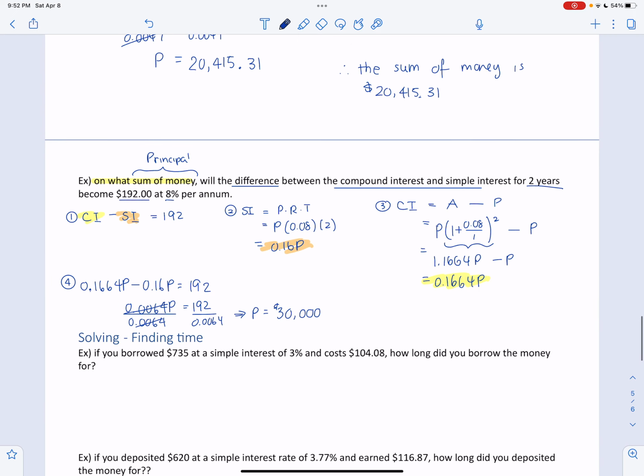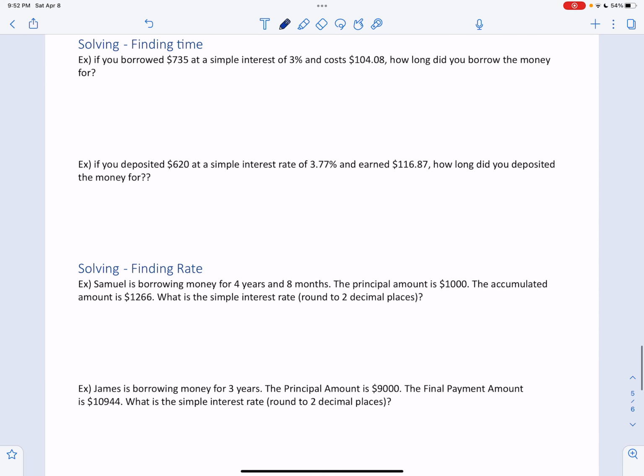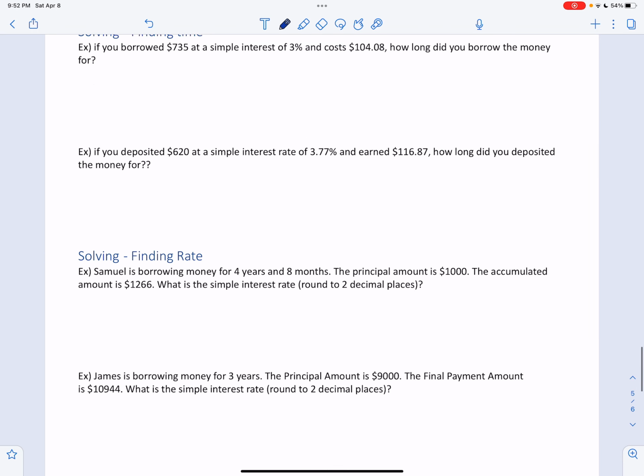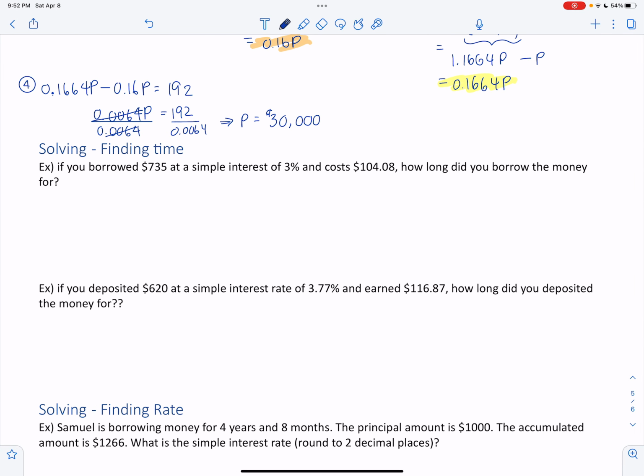The other examples here are pretty straightforward. I'll probably just do one of each. Finding time for simple interest. Now we're looking for time. So you borrowed this much at 3%, and the interest is $104.08. Find the time. So principal, $735, interest rate, 3%, interest is $104.08. So you have 3 things that you know.